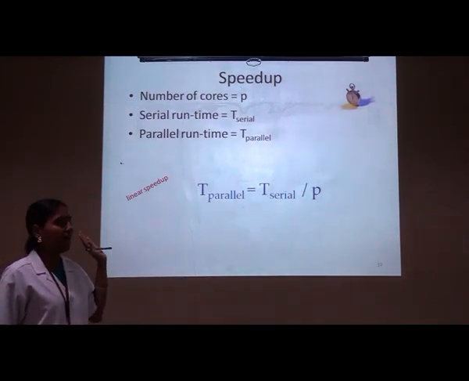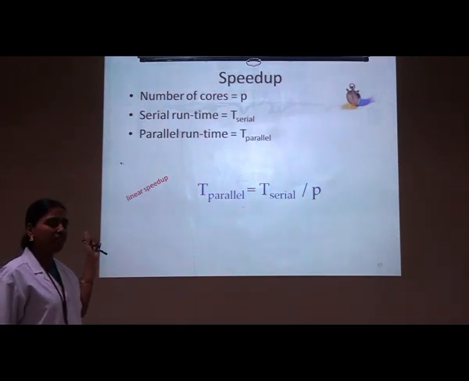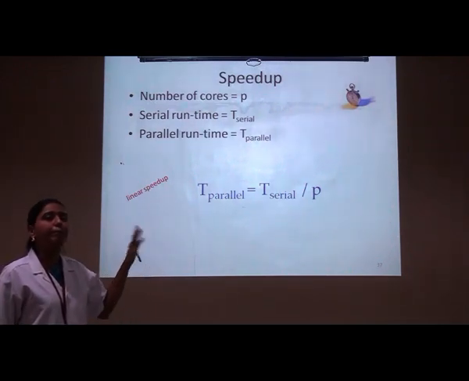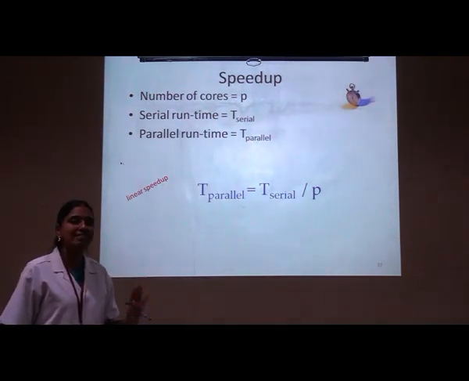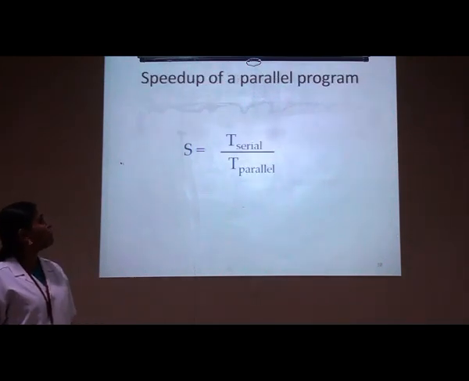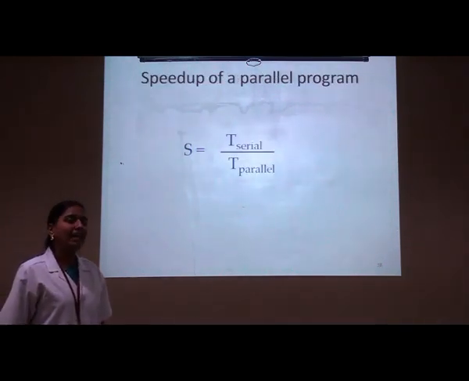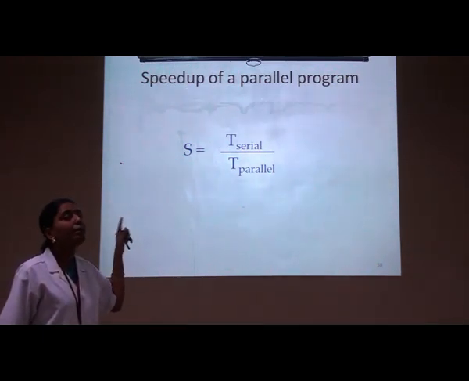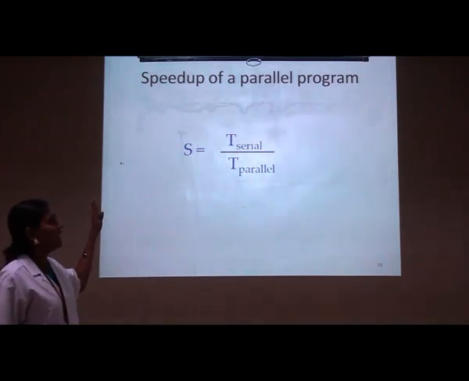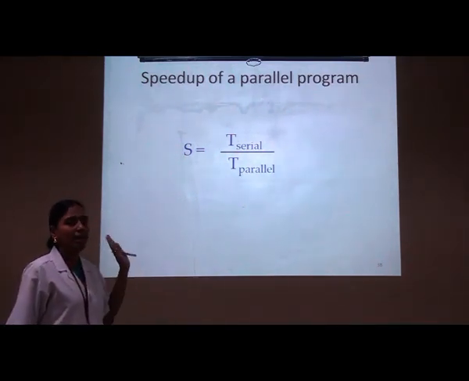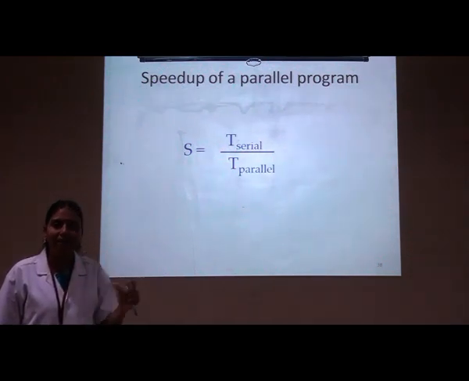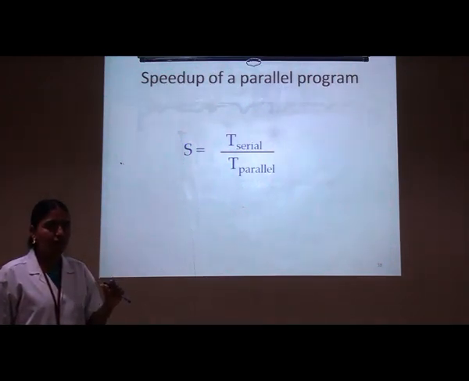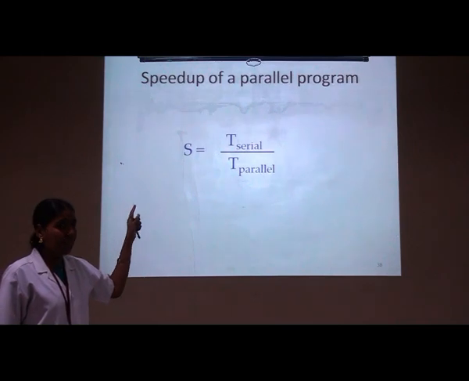Parallel runtime is T parallel. For linear speedup, the formula is T parallel equals T serial by P. P is nothing but the total number of processors or cores. So speed up can be defined as serial execution time divided by parallel execution time. That is our speed up. That is the formula for speed up of a parallel program. If you are running your program in parallel on a multi-core processor, the speed up can be calculated with the help of the formula: total execution time for serial divided by parallel.